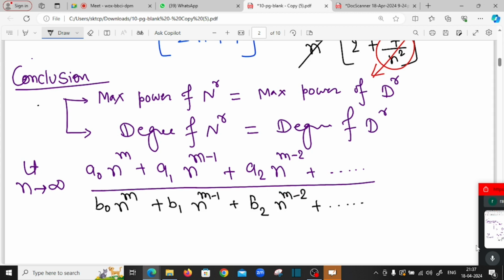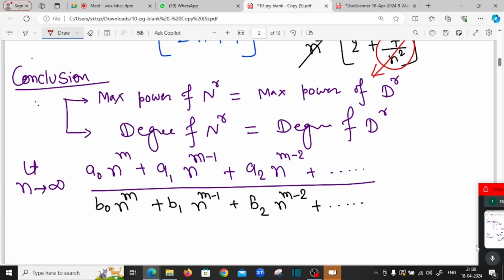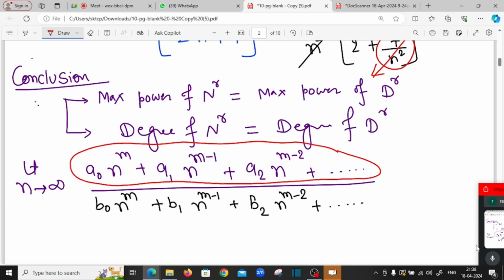What's the main condition? The degree of numerator. Can you tell me what will be the degree of numerator here? What's the maximum power? M. Are you getting this? Its degree is M. Are you getting my point?